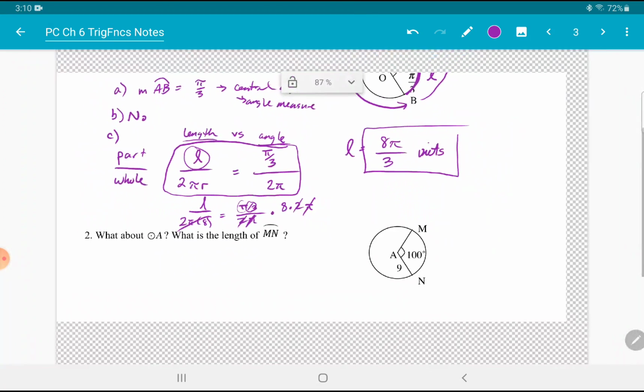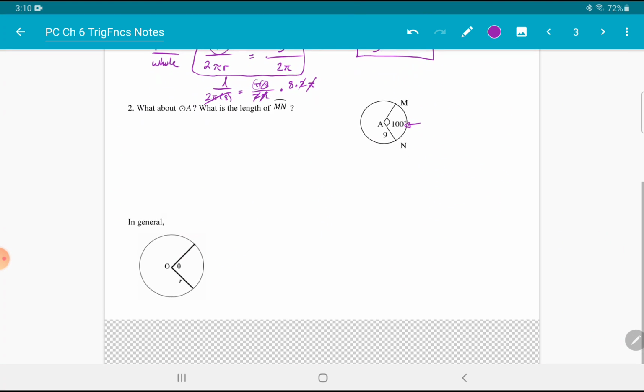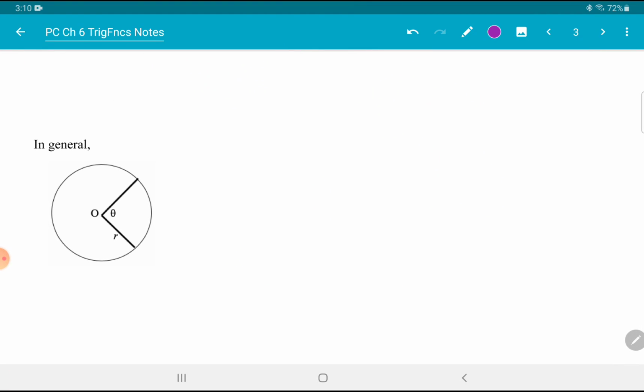Okay. So number 2 is basically the same idea. I'll let you do that one, and you can see that this one's in degree format. Okay, you can pause the video and work on that. And then when you come back, unpause.